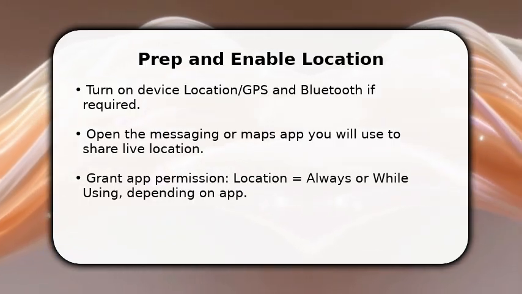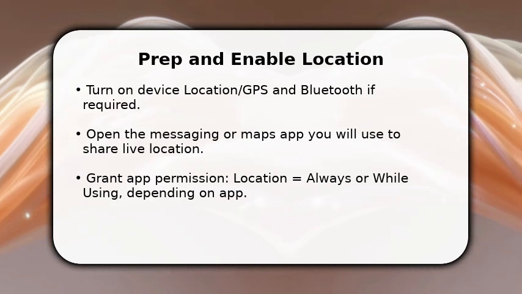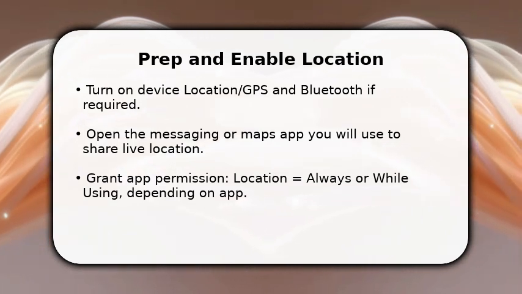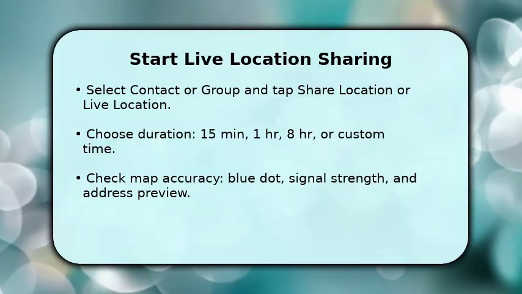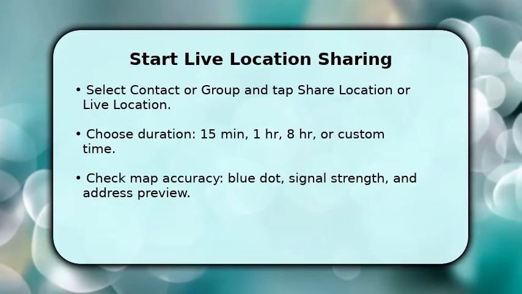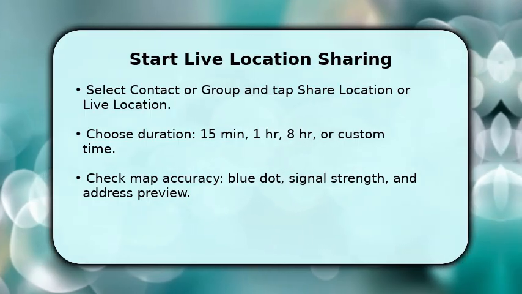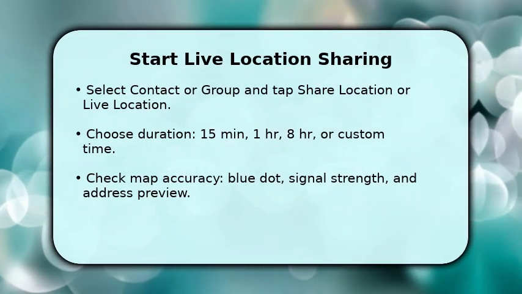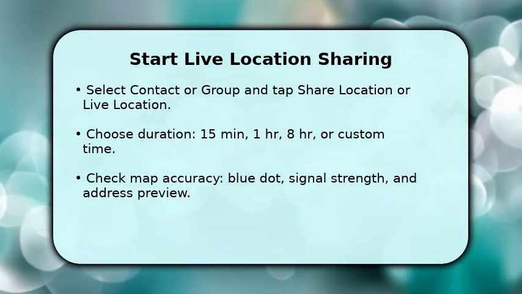Confirm GPS icon appears. That tells you the device is broadcasting location. Now choose the person or group and tap the Share Location or Live Location button to begin. Next, select how long to share. Pick a preset like 15 minutes or set a custom duration. This prevents accidental permanent sharing.